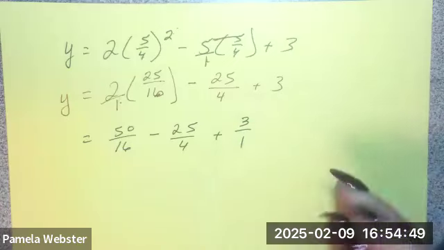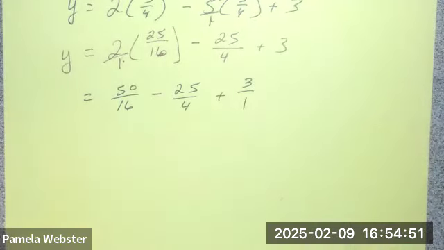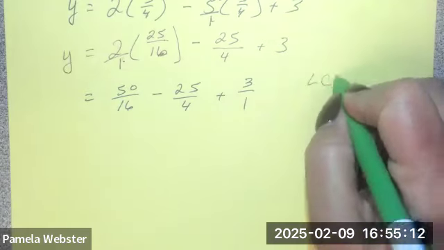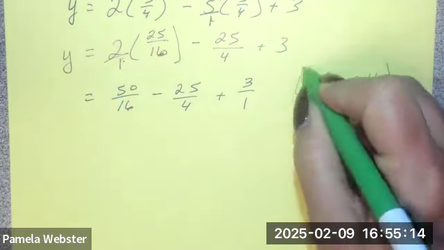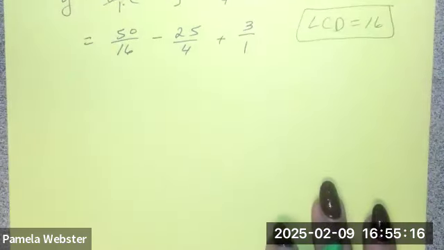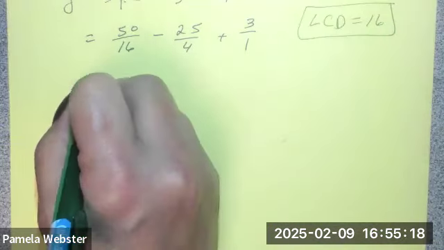I'm going to write the 3 as 3 over 1 because I can see where this is headed. I've got a couple of fractions that I'm adding here. Again, you can do some of this on your calculator, but you really have to show me enough work that I know that you know where this answer is coming from. Looking at these, I've got denominators of 16, 4, and 1. The least common denominator here is 16. So I'm going to get common denominators so I can add and subtract.